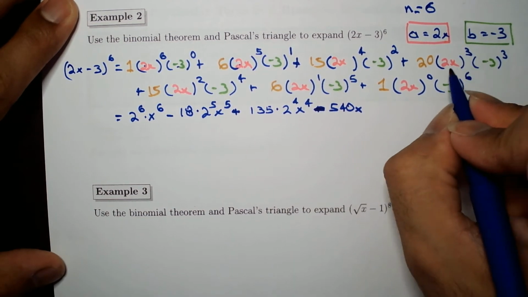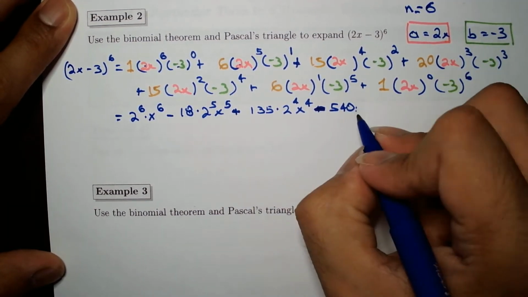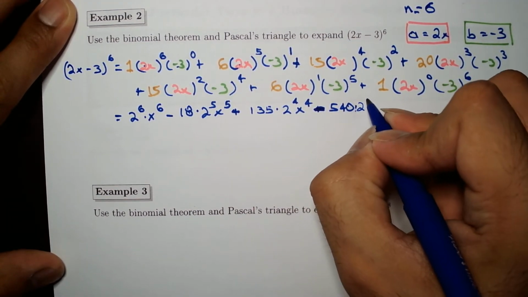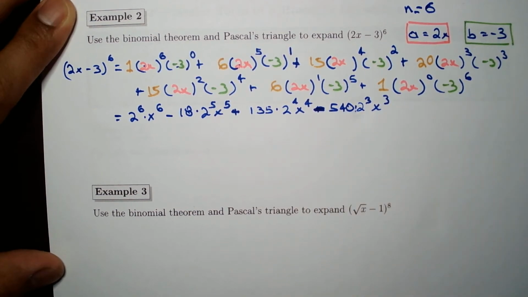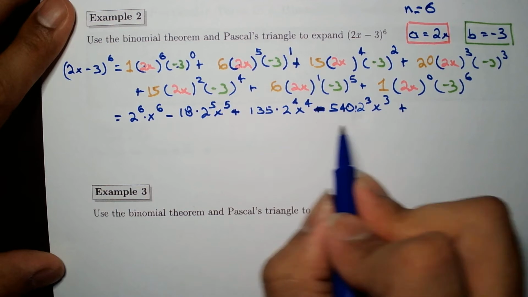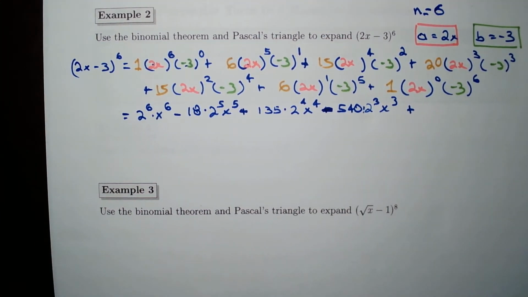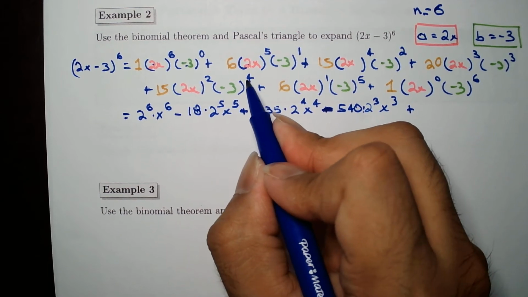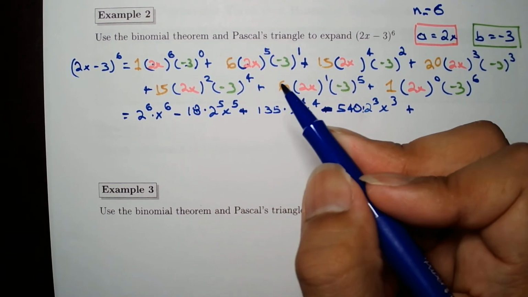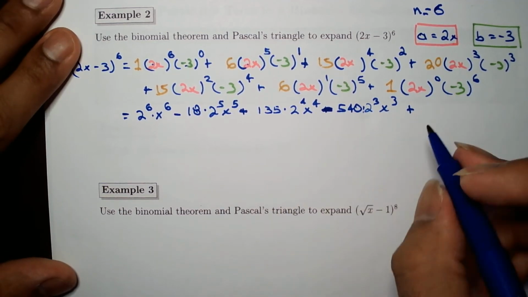x to the, well, actually not x yet. I'm missing the 2 to the 3rd times 2 to the 3rd times x to the 3rd. And then let's go with this term. Plus, in this case it's plus because it's a negative being raised to an even power. So that's 3 to the 4th, that's 81.